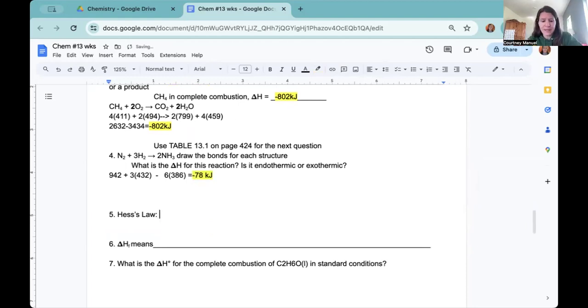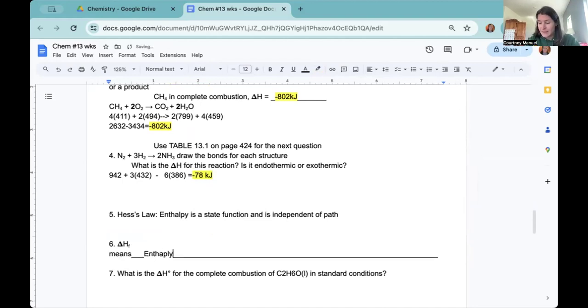Hess's law. Hess's law states that enthalpy is a state function and is independent of path. Okay, this delta HF primarily, so that delta H is your enthalpy, and that is enthalpy of formation.